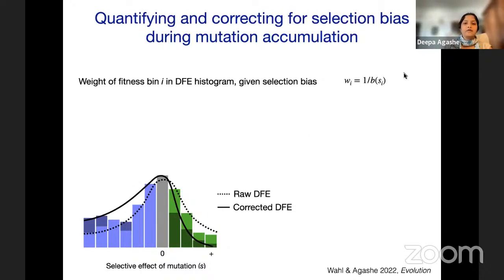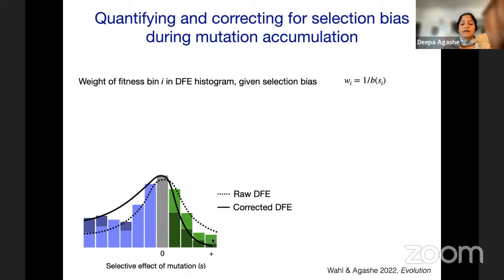So a corrected DFE has to somehow suppress these bins in the histogram and somehow elevate these bins. What we're doing here is calculating by how much we should weight these different bins. That weighting should depend on the relative selection bias that's going to come in, given the value of S. For any given bin, denoted by i, the average fitness of the bin is Wi, and the average selection coefficient for that bin is Si. So we're going to weight it simply in proportion to how much of a selection bias we expect given the value of S.